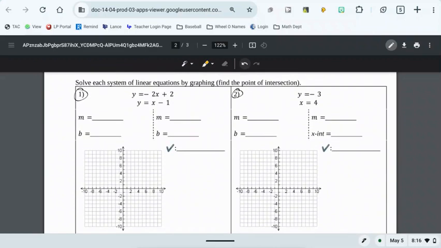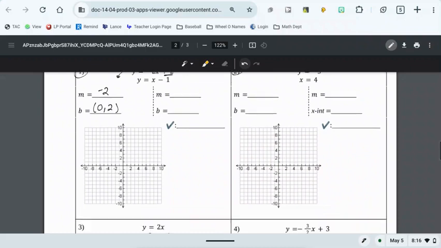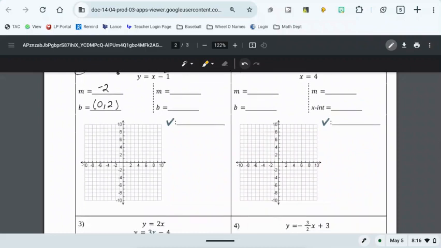All right, so for number 1, this is already in slope-intercept form. Y is by itself, and we are going to take this top equation and pick out its information on the left side. So the slope is -2, and the y-intercept is this +2, so 0, 2. Let's graph that one first. We go over 0, up 2, and then the slope of -2 means we go down 2, right 1, down 2, right 1, down 2, right 1.